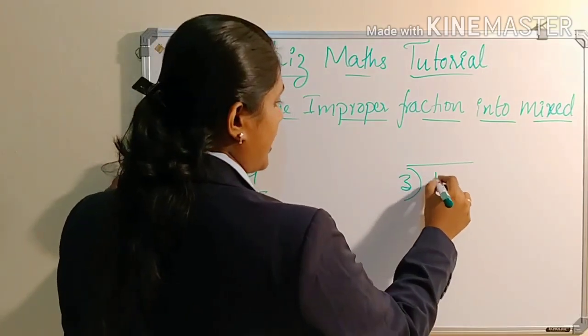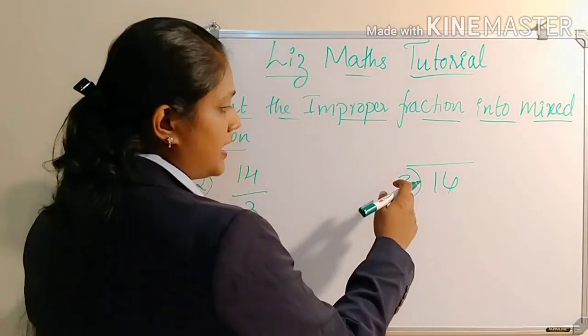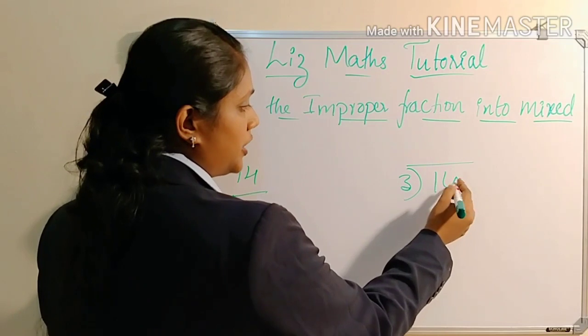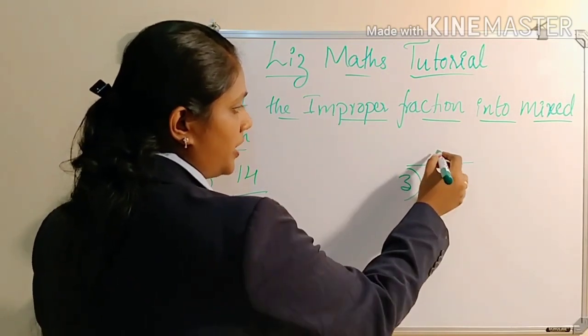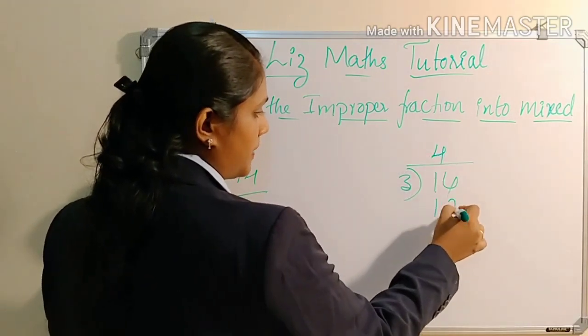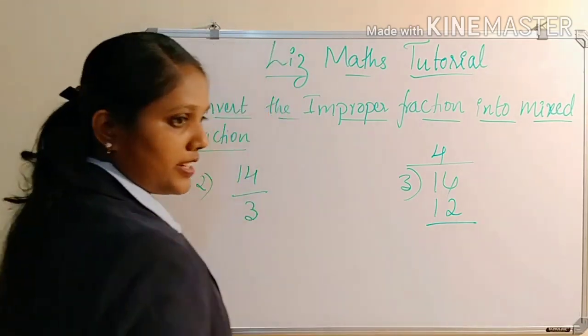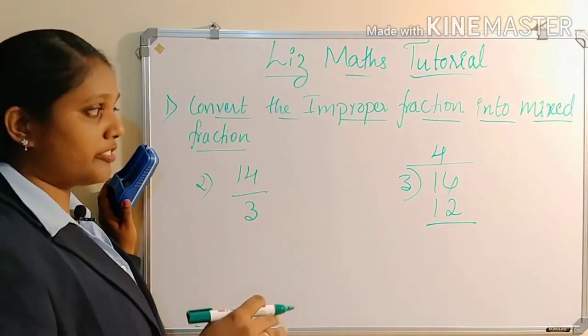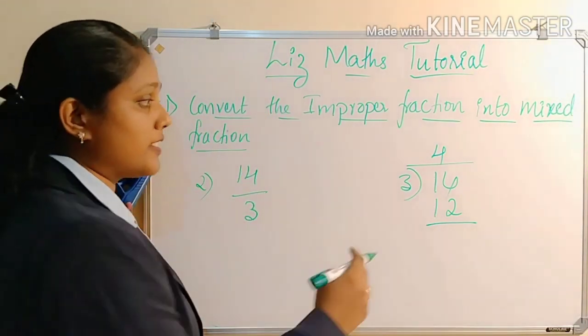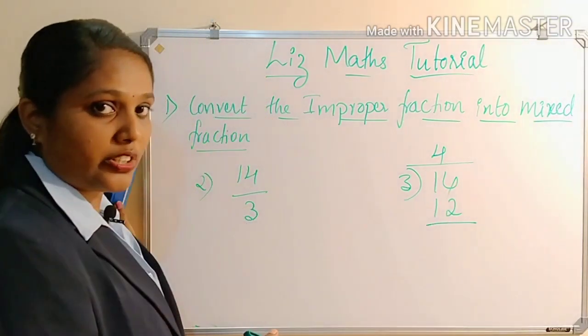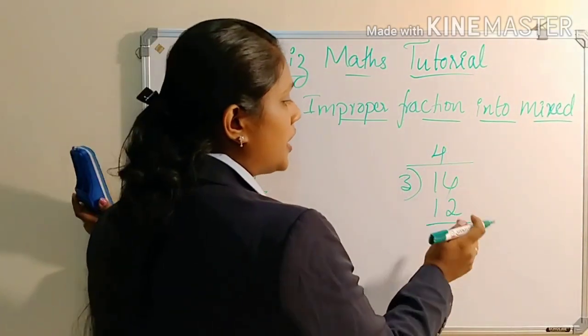So 3 and 14 you have to write. See in the table, 3 near to 14, where does it come? You know that 3 4s are 12. Isn't it? Is there any other number? No. The next one, 3 5s are 15. It is greater than 14. So you cannot write it. So 3 4s are 12 here.